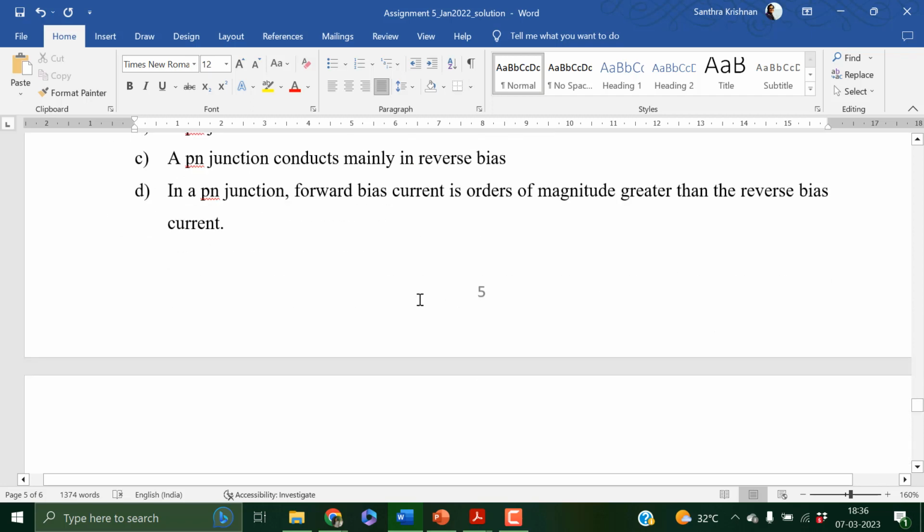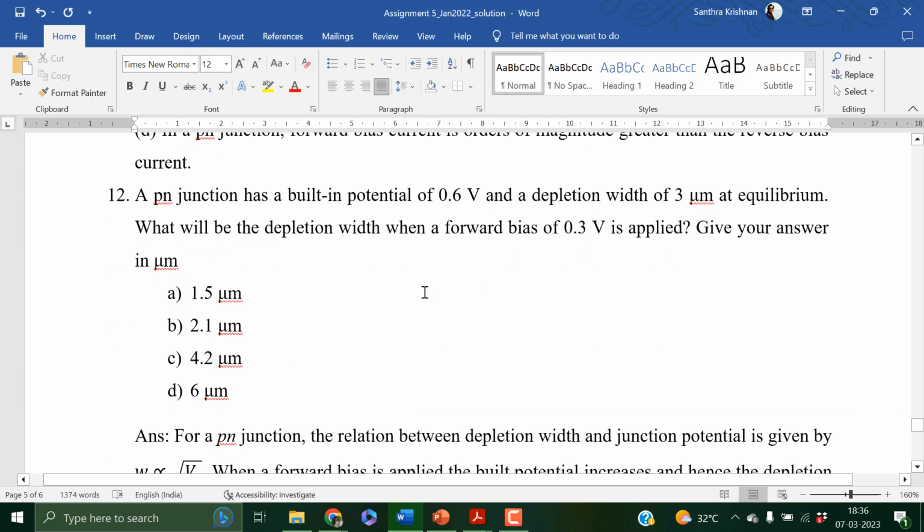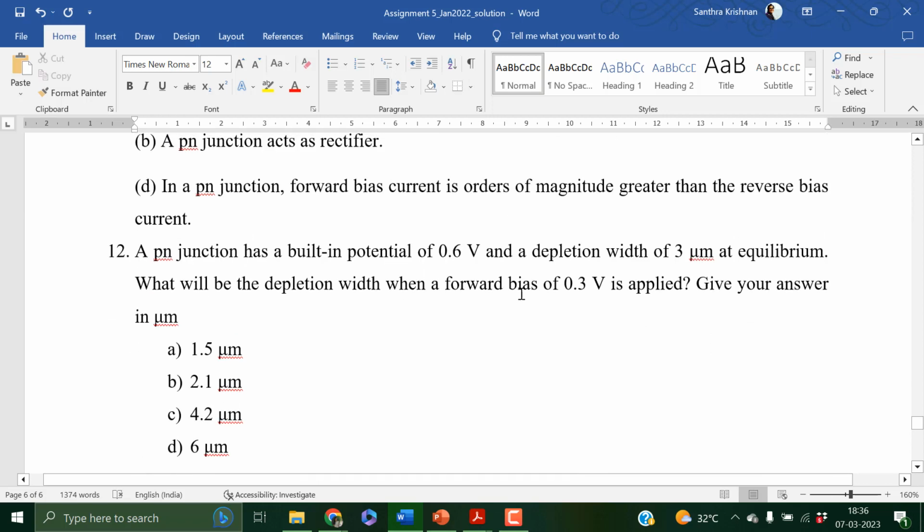Today's final question is similar to ones you've already solved in your non-graded assignment, I think. A PN junction has a built-in potential of 0.6 volt and a depletion width of 3 microns at equilibrium. What will be the depletion width when a forward bias voltage of 0.3 volt is applied? It is 2.1 micrometers.